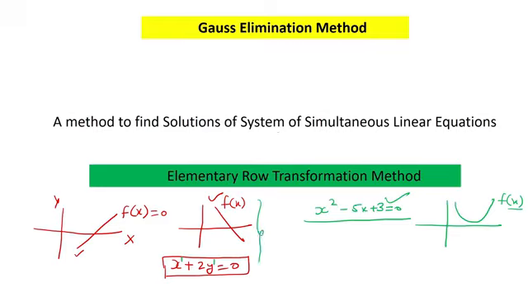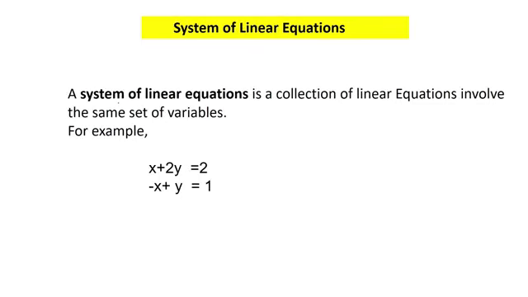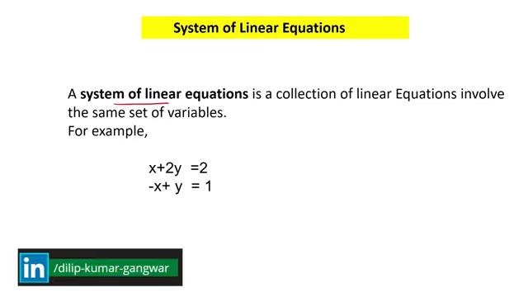Now the next question is, what does a system of simultaneous linear equations mean? When we say a system of linear equations, it means a collection of many linear equations. For example, here we have these two linear equations. This collection of these two linear equations is forming a system of linear equations, or you can say a group of linear equations. And both these equations have the same set of variables.